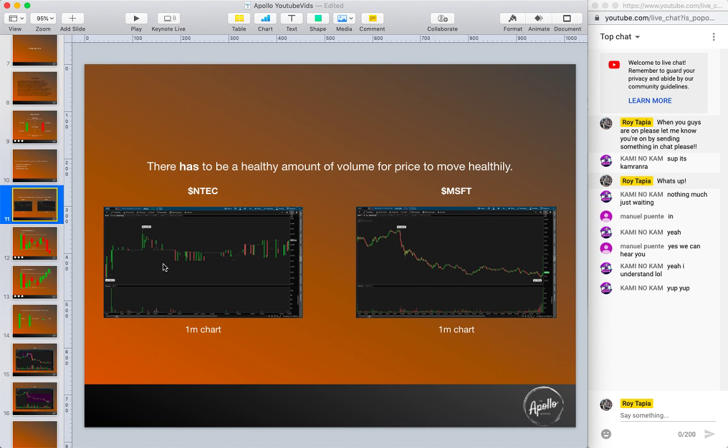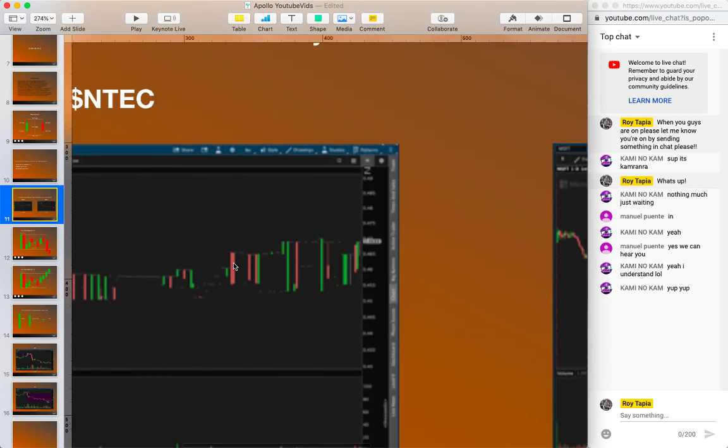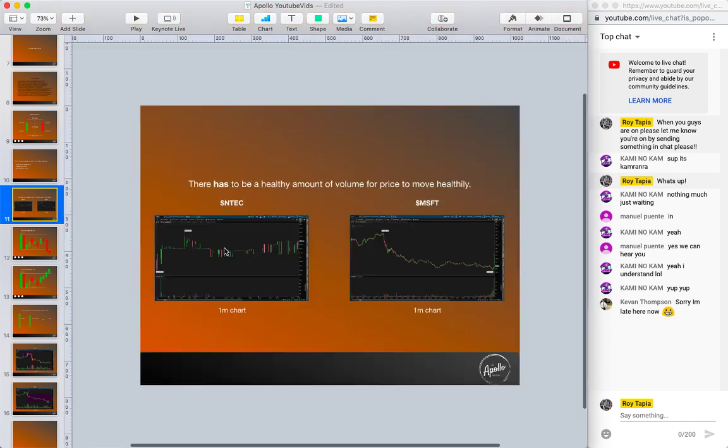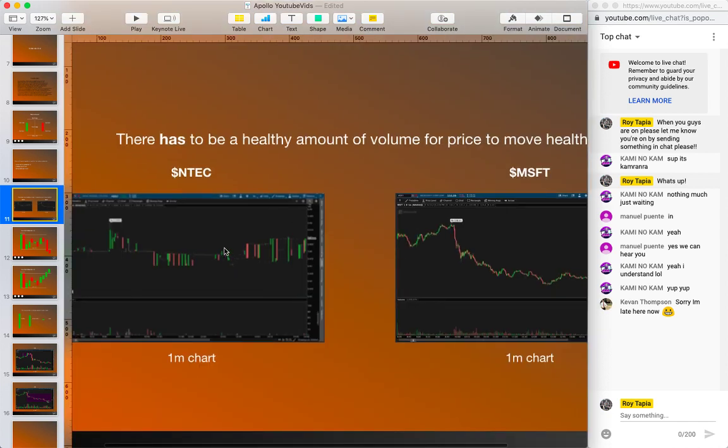When it comes down to price action strategies, just to reiterate again, you have to make sure that there's a healthy amount of volume, that price is moving healthily, that you don't see these Doji bars, right? These little white little lines that are, hey, no worries, Kevin. But yeah, price action needs to be healthy, stocks.